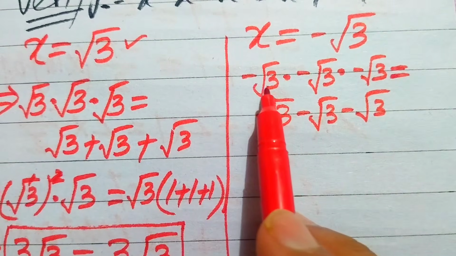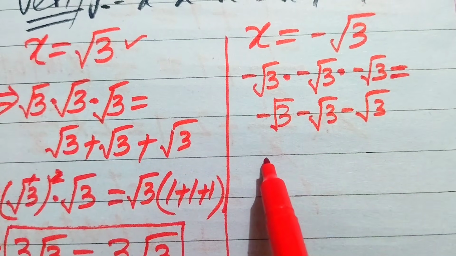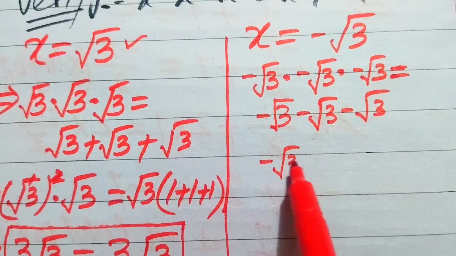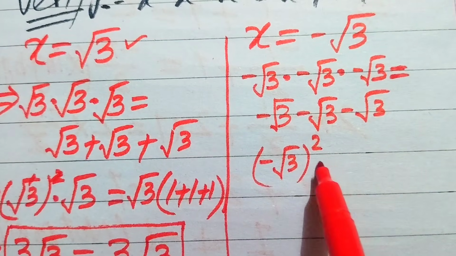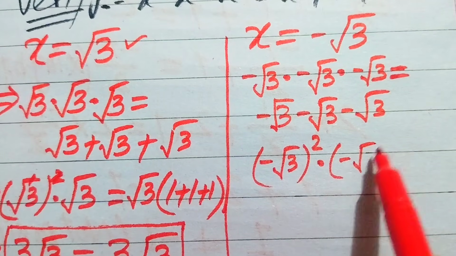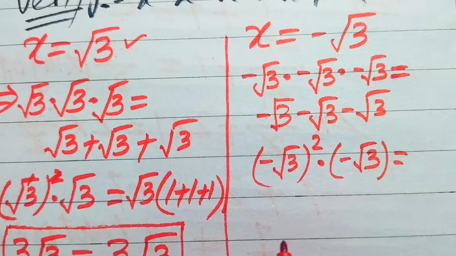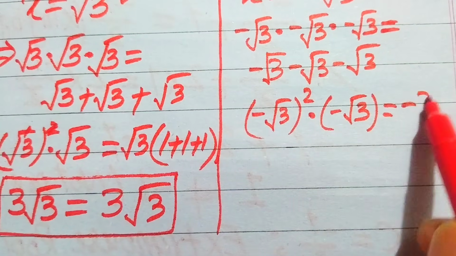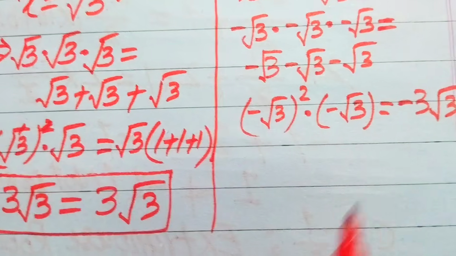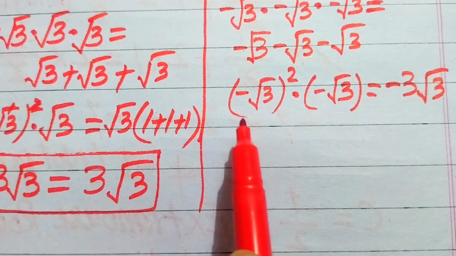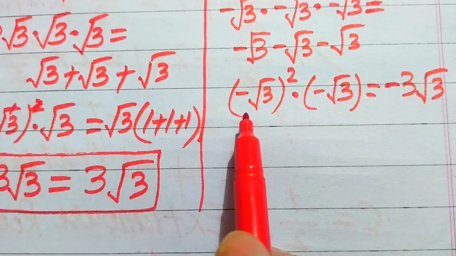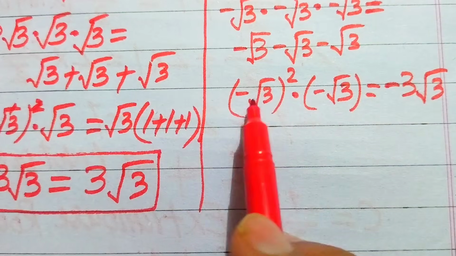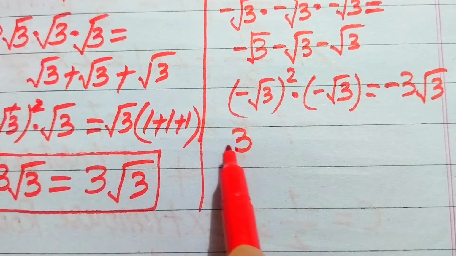So again in the same pattern we write this minus square root of 3 in this form, minus square root of 3 whole squared, multiplied by minus square root of 3 is equal to, here minus square root of 3 is added 3 times and we write it as minus 3 times square root of 3. So here you know that the square of this negative term becomes positive and the square and this square root are gone and we get 3 times.